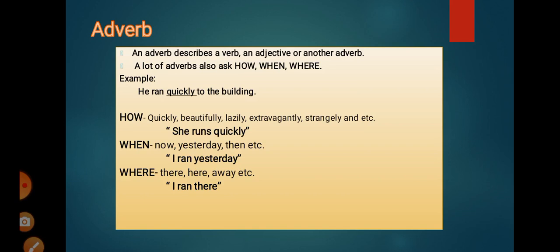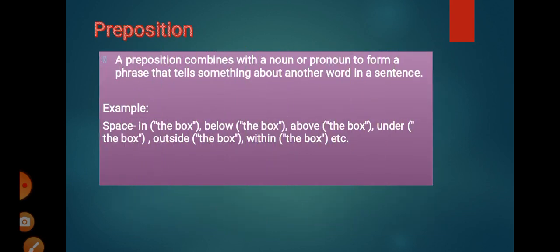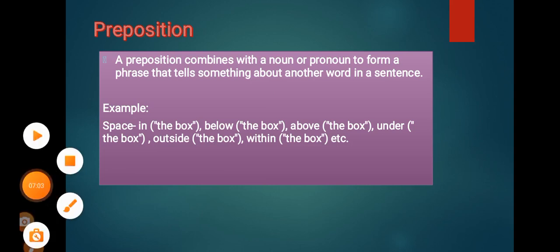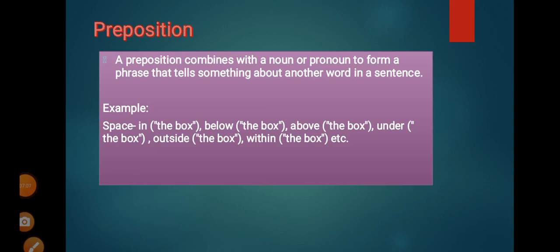So up next is preposition. What is a preposition? It's a bit confusing, so pay attention. A preposition combines with a noun or pronoun to form a phrase that tells something about another word in a sentence. They can express a relationship in terms of space, time, or logic.